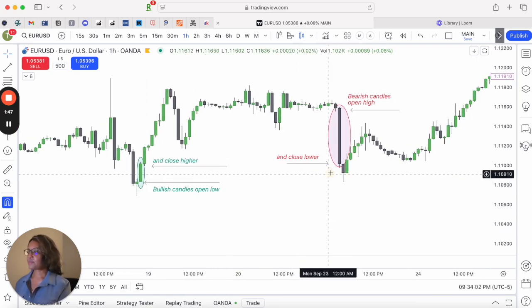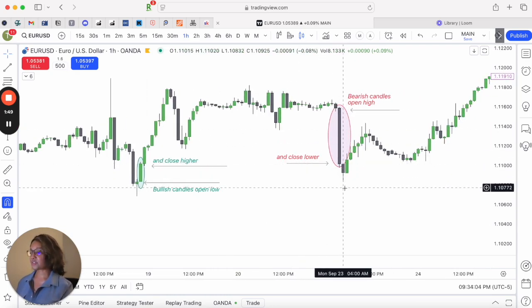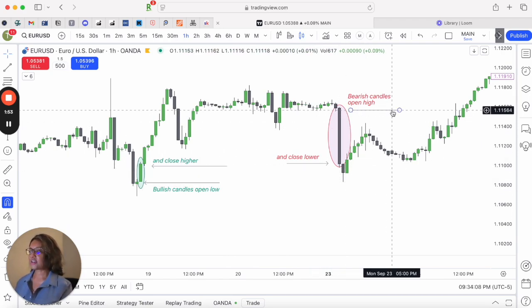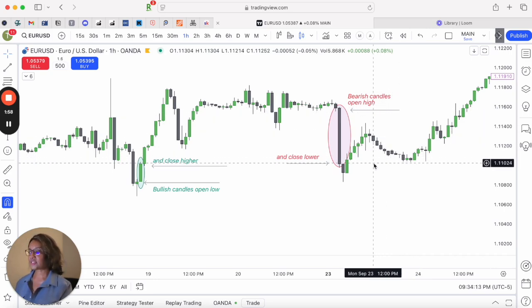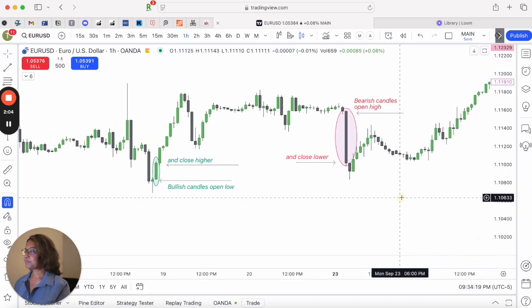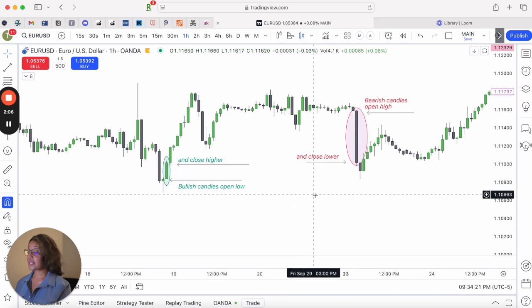Over here we have a bearish candle. So your bearish candle might be red. I like for mine to be black. But bearish candles open high, the price opens high, and it closes lower. Okay, so bearish candles open high and close lower. All right. So we want to keep that in mind as we're studying our candles.